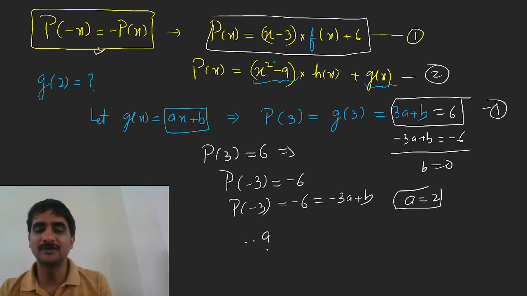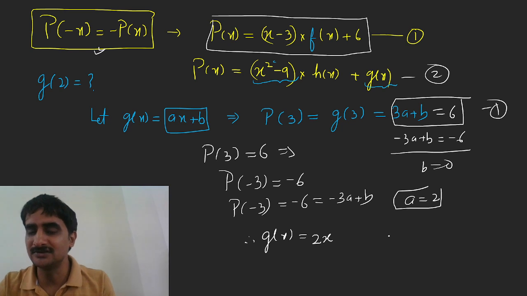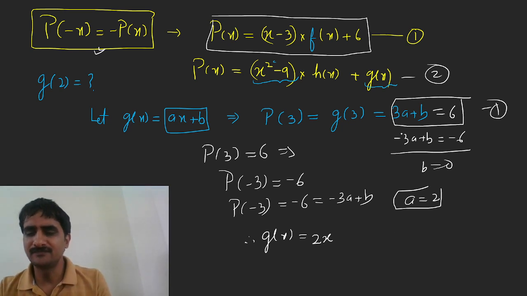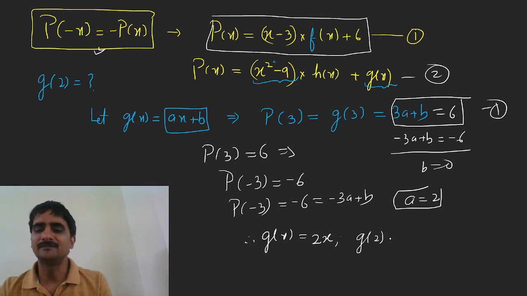So what is g of x? G of x is 2x, yes, 2x plus b, with b being 0. I think that's the answer here. Isn't that? Just a minute. Yeah, this is 2. Okay, so that's the answer. So now you have g of 2. Doesn't matter. Once you have the function, you can find anything related to it.